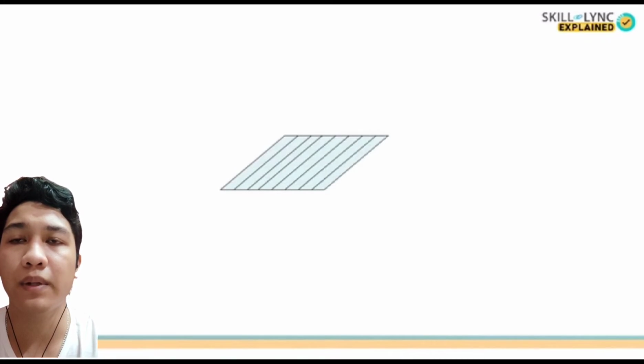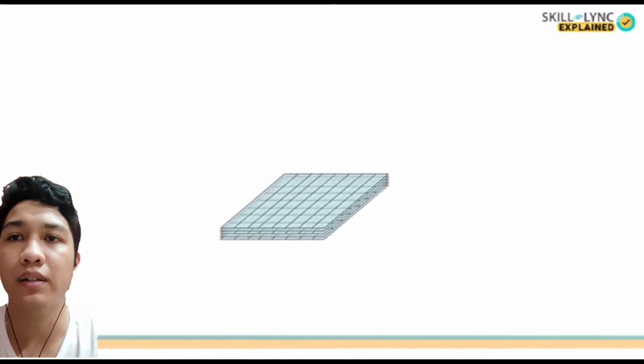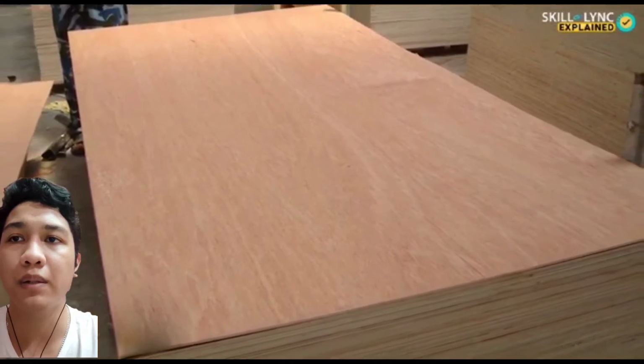Laminar composites are made of a number of two-dimensional sheets that have high strength in a single direction. These sheets are stacked and cemented together in the orientation that is shown here. A well-known example for this type is plywood.